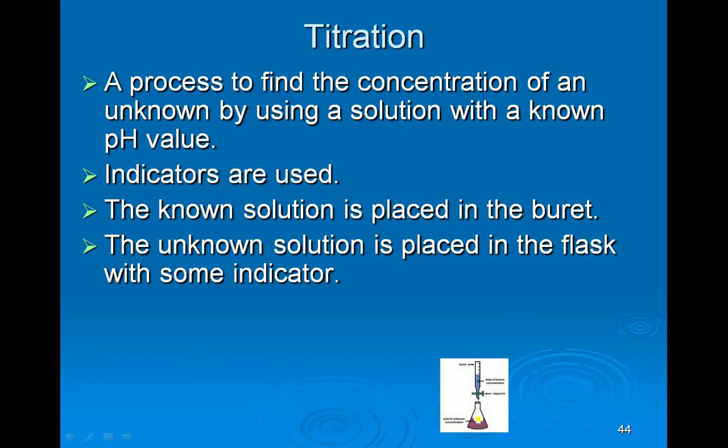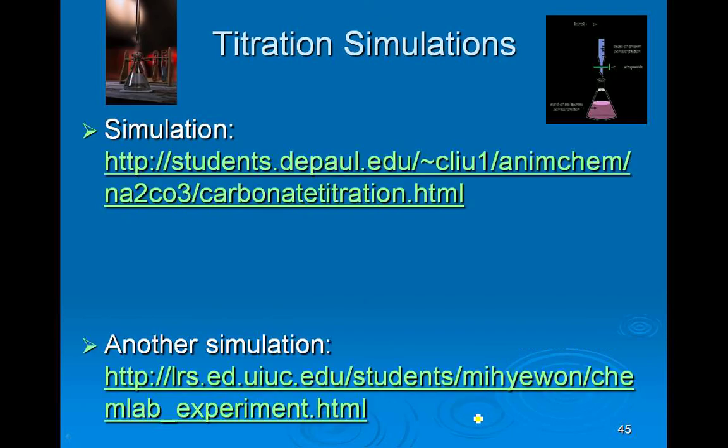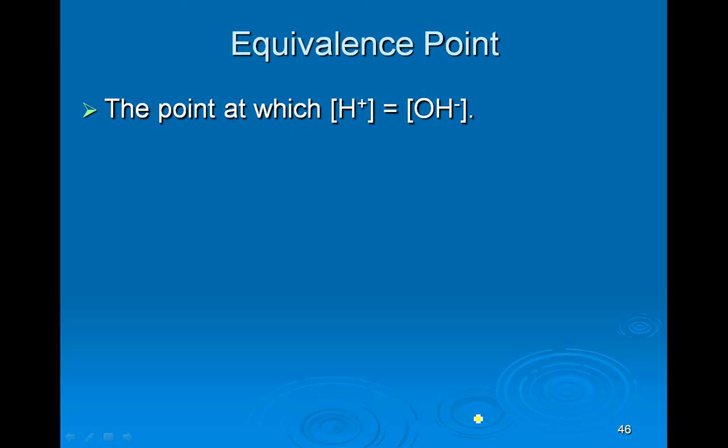And you used a well plate. And in that well plate, you place the vinegar, which you were trying to find out if it really was 5% vinegar. And you keep adding the unknown into the known, the known into the unknown until you reach a faint color. In your lab, you want the faintest pink possible. Here's some titration simulations if you'd like to watch them.